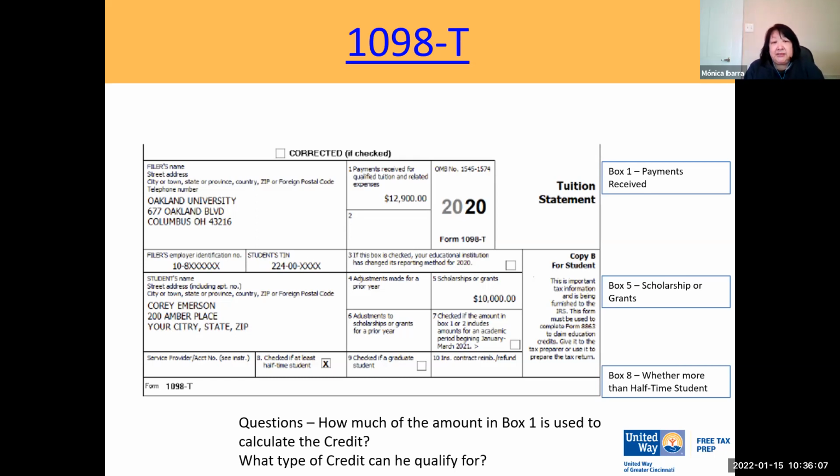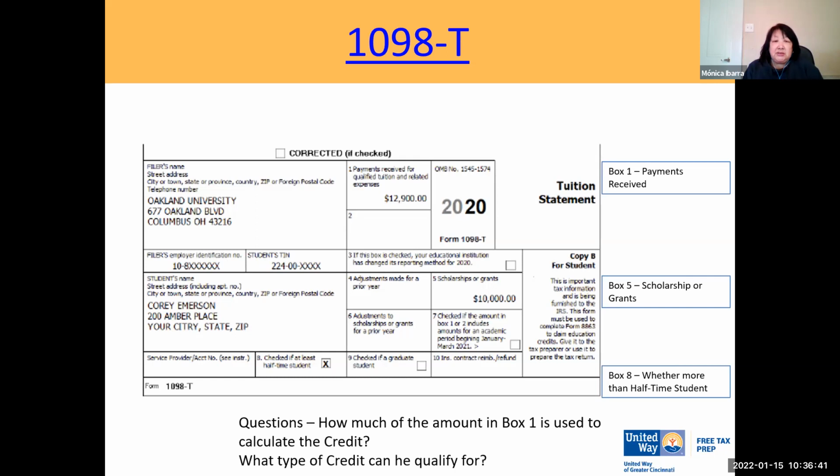If there's anything outside of that, so the person can say, hey, I paid this $12,900 which represents tuition only. I also bought books, and I paid for room and board. So you can say, okay, well, if you paid for books outside of this, then that's an additional expense that you can use. Room and board is not a qualified educational expense.